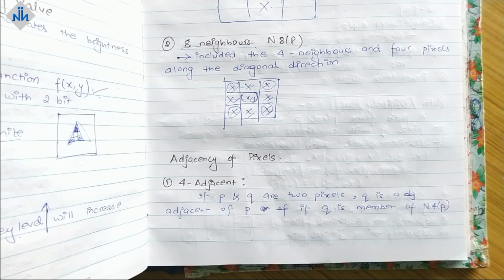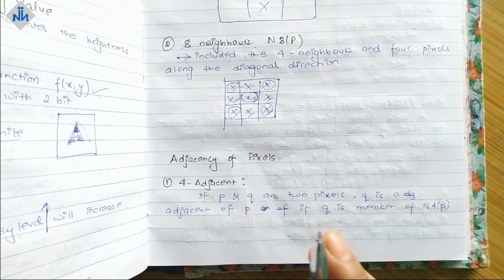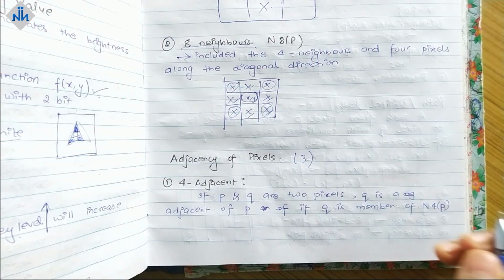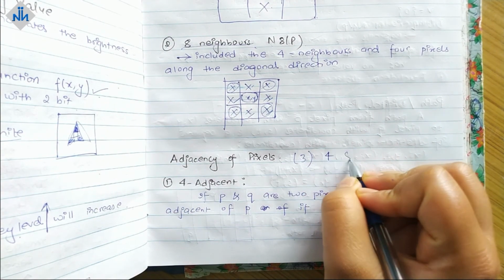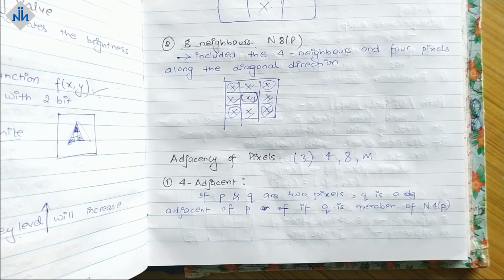Now let's talk about adjacency of pixels. Adjacency of pixels is of 3 types. They are 4 adjacent, 8 adjacent, and M adjacent. 4, 8, and M. First, let's talk about 4 adjacent. As we go ahead, you will get the idea of the adjacency of pixels.